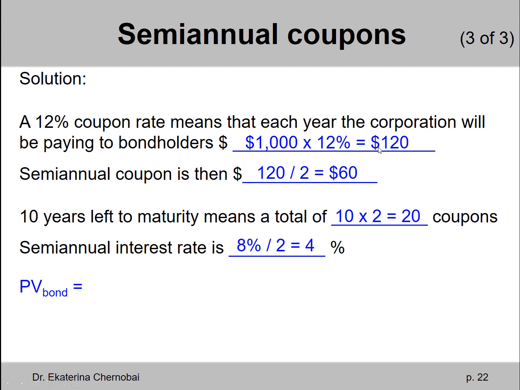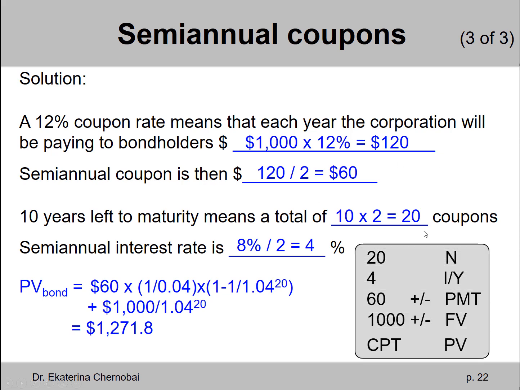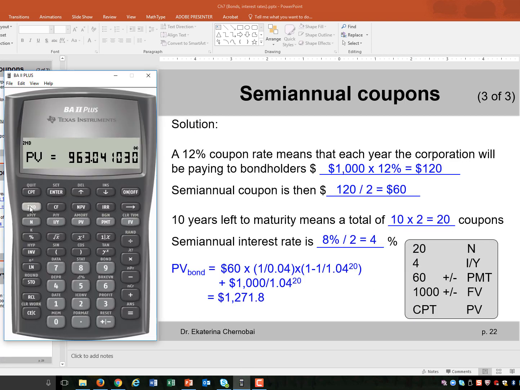So plugging these numbers into the bond present value formula will give us the bond value of $1,271.80. This is a premium bond because it costs more than $1,000. And of course, you can do it in the financial calculator. So let's do it together. Let's clear everything we had from our earlier calculations. Let's also increase the decimal places. Let's try second decimal place. Let's make it 6. Enter.